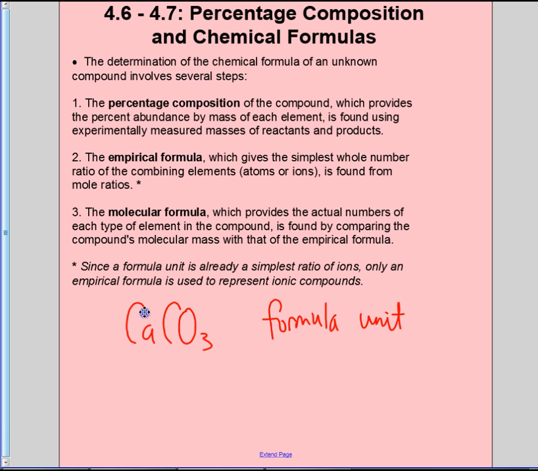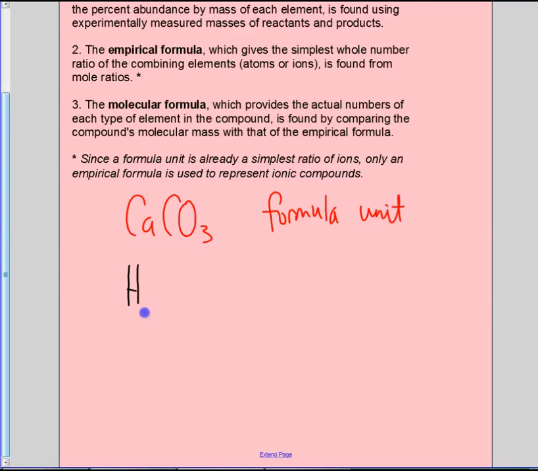Now, a molecular formula is slightly different. For a compound such as hydrogen peroxide we looked at before, that is a molecular formula. It provides the actual numbers of atoms. There are two hydrogen atoms, there are two oxygen atoms, there are four atoms in total. So the actual molecule has four atoms, two of each.